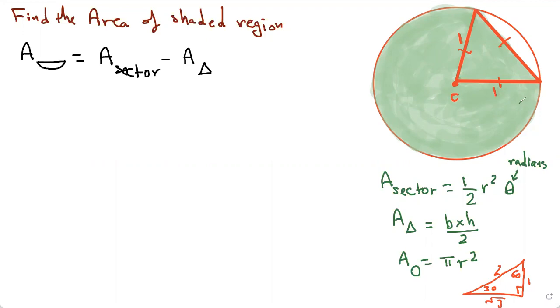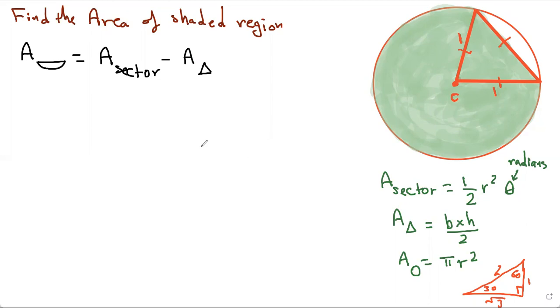Once you find that, then to find the area of the shaded region, you'll do the area of the circle minus the area of the unshaded region, and then you'll get the area of the shaded region. Now, they want this answer in exact values, so we're going to work with exact values. So let's do one thing at a time.